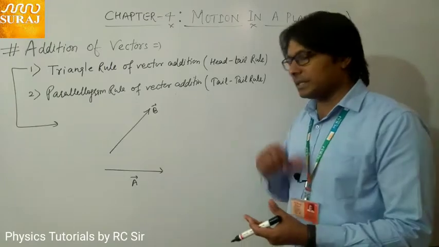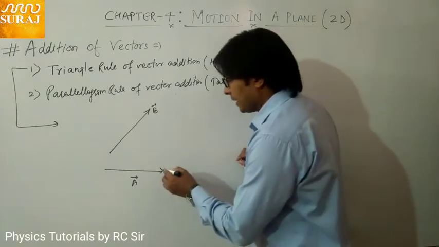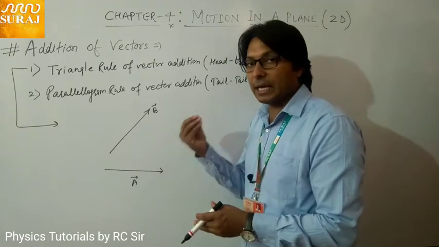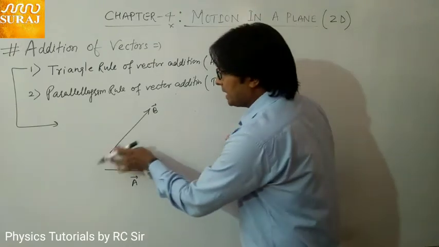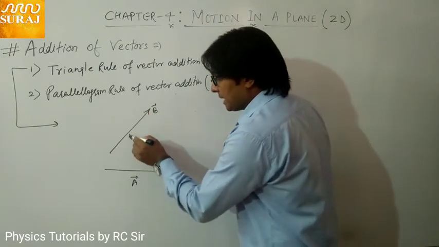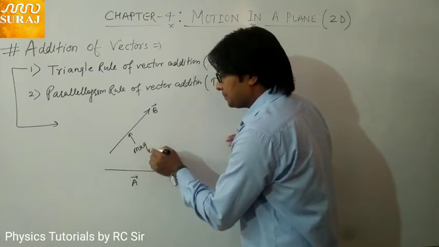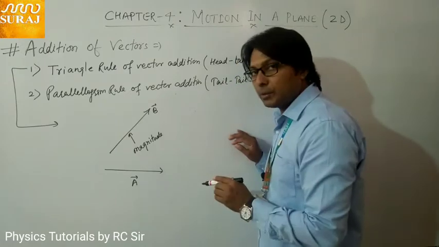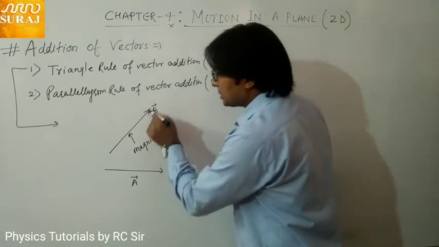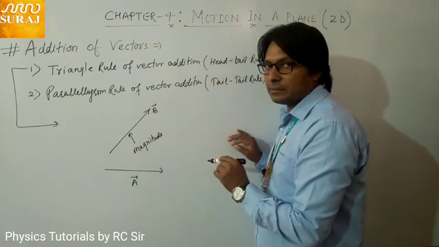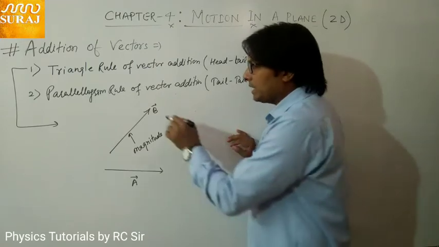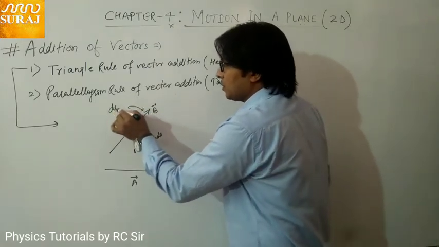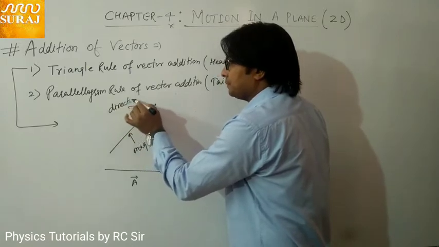From here you can say the vector has a line as well as an arrow. This line gives the magnitude of that vector, because a vector quantity has both magnitude as well as direction. So the length of this line segment gives the magnitude, while this arrow gives the direction of the vector.